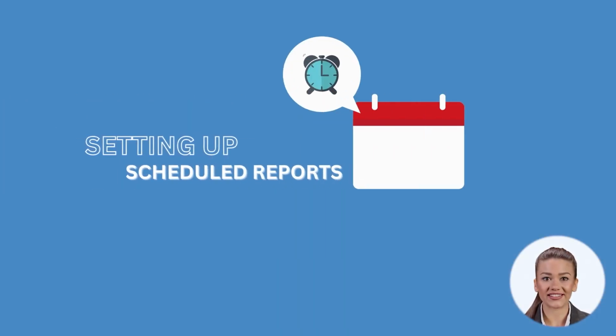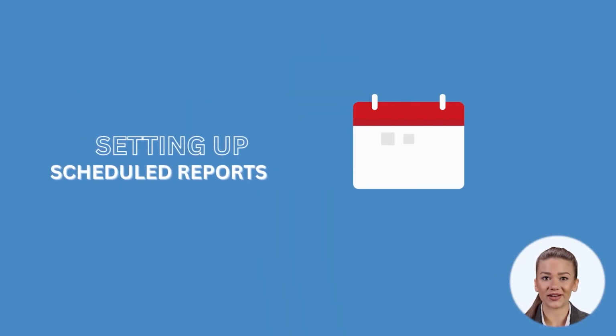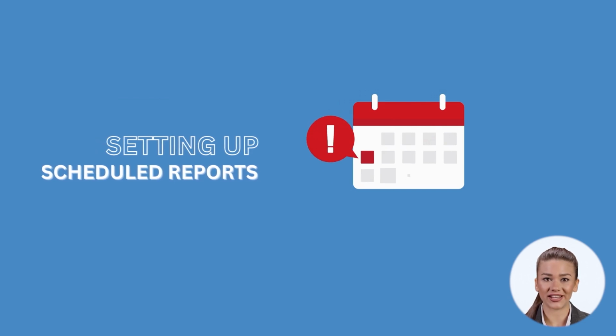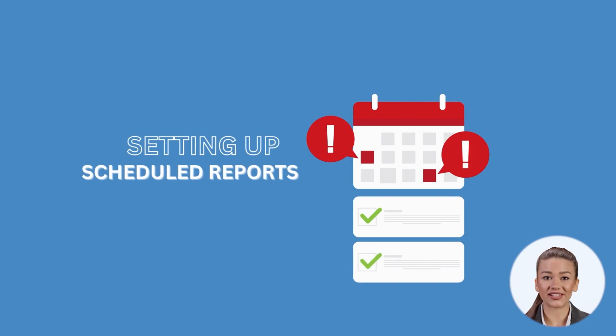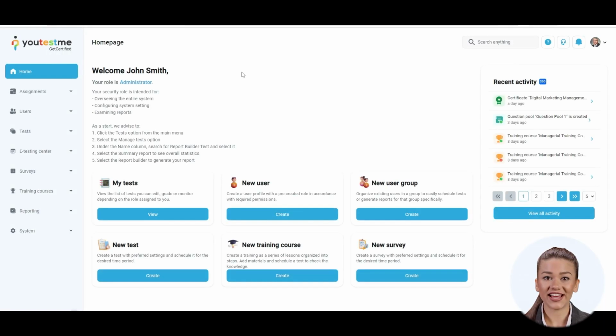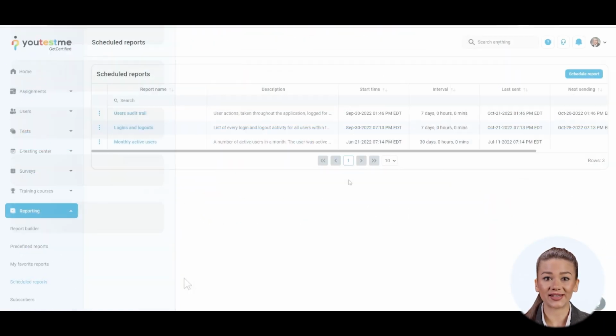This video explains how to schedule sending reports by email at specified times. You can specify what is included, who should get the report, and how often it will be sent in the reporting menu. Navigate to Schedule Reports and click this button.